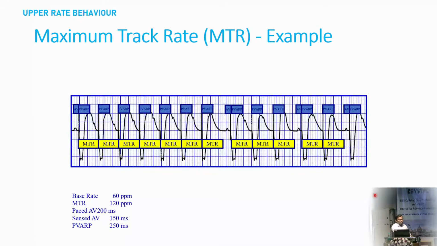So it's not dropping immediately. That's why you keep a max track rate, but in such a way that your drop is smoothened. It's rate smoothing. It doesn't come from 130 to 65, half. It'll come to 100, 90, 80, so that the patient won't drop. It's called a pacemaker Wenckebach or a pseudo Wenckebach.